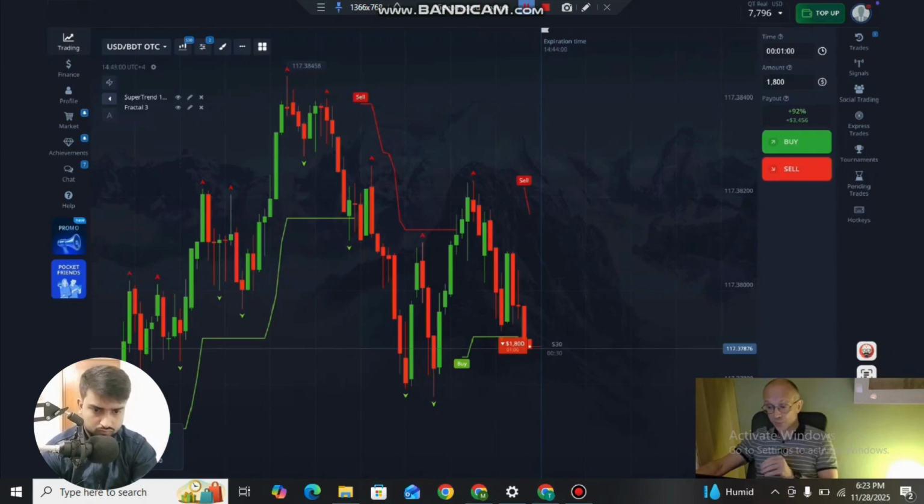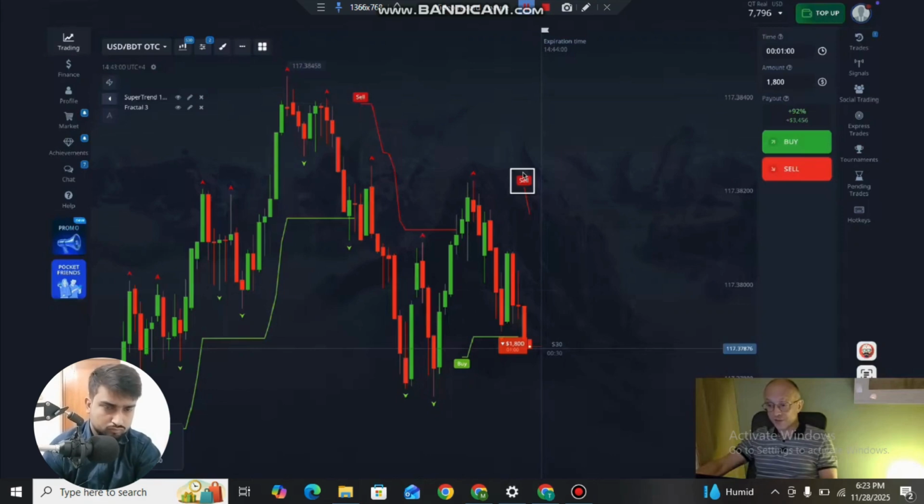It all starts with a signal from the super trend. When a red arrow appears above the candles, it's a clear indicator that the market is changing direction and forming a downward movement. This signal shows the moment when sellers begin to prevail and the downward momentum gains strength.